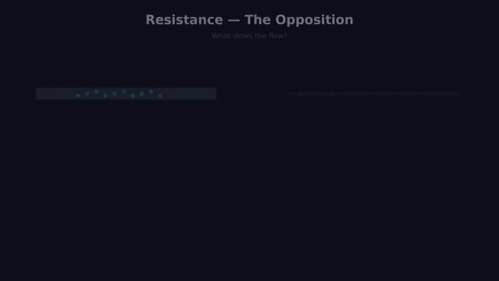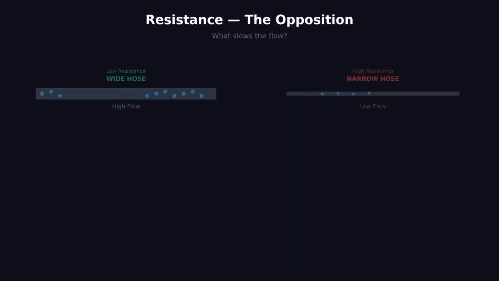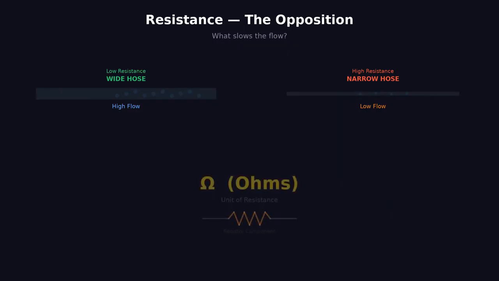So if voltage pushes and current flows, what stops it from just pouring through? That's resistance. Resistance is a material's tendency to oppose the flow of current, measured in ohms, using the Greek letter omega. Going back to the hose analogy one more time, voltage is the pressure, current is the flow rate, and resistance is the width of the hose. A wide hose gives low resistance, lots of flow. A narrow hose, high resistance, much less flow.